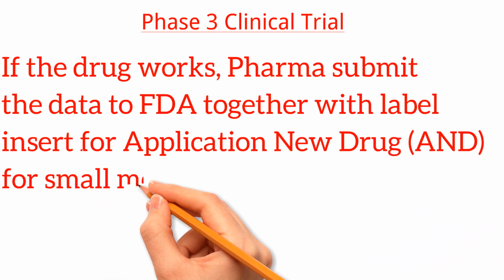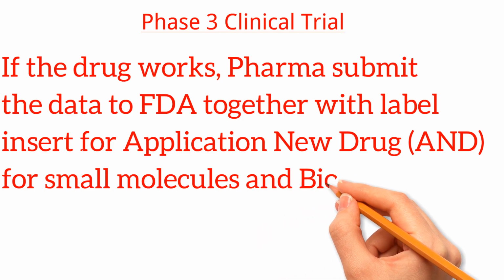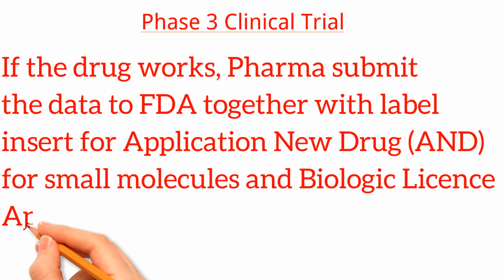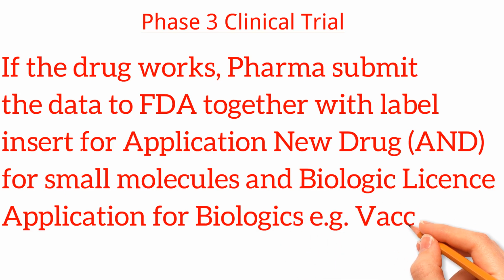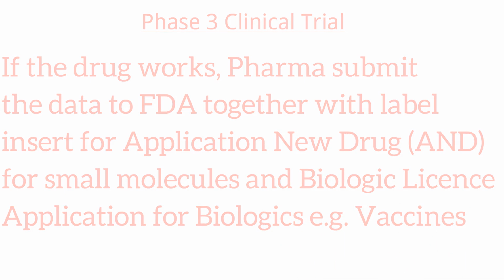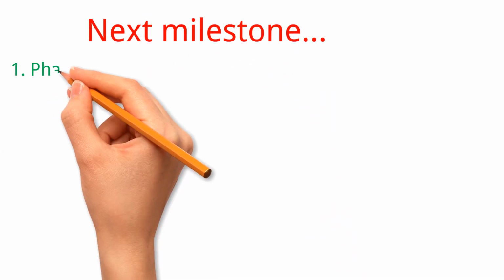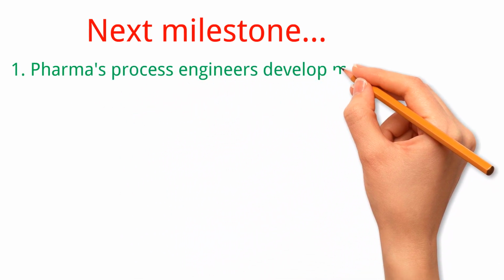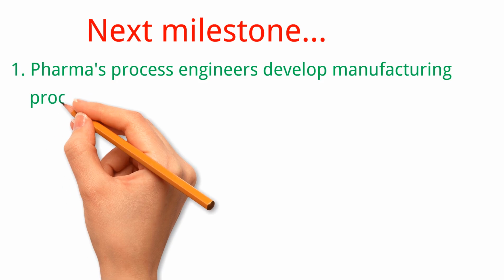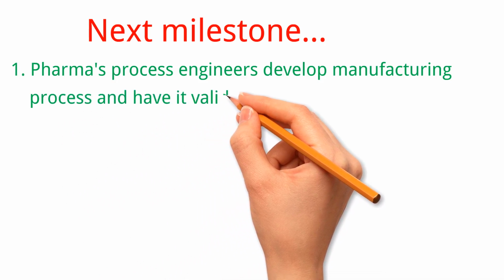This is now called the New Drug Application if it's a small molecule, or Biologics License Application for biologics, e.g. the vaccines. Before the pharmaceutical company can manufacture and market the new drug, they have to develop the manufacturing process and have that process validated by the FDA.